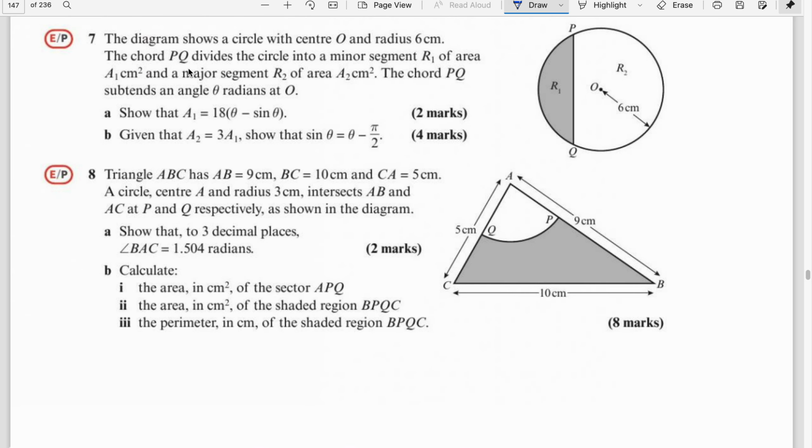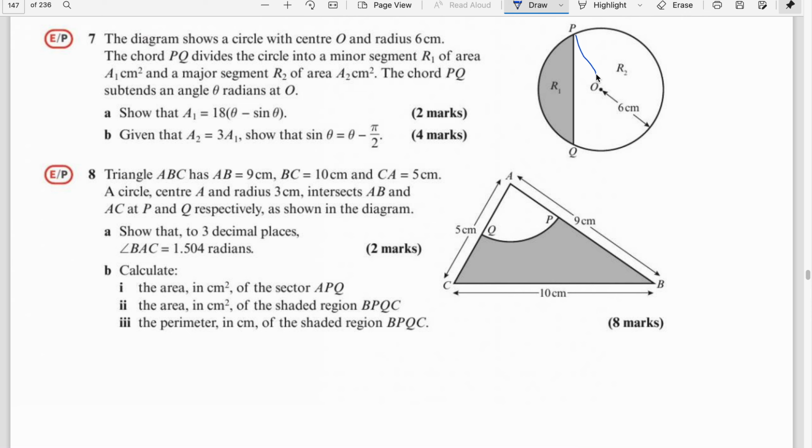The chord PQ divides the circle into minor segment R1 of area A1 centimeter square and major segment R2 of area A2. The chord PQ subtends an angle of theta radians at O. Show that A1 is equal to 18 times theta minus sine theta.